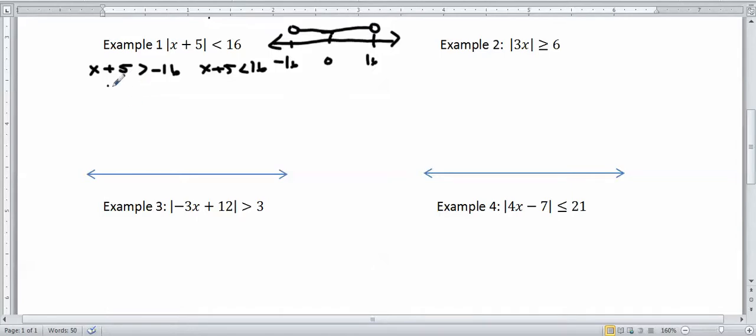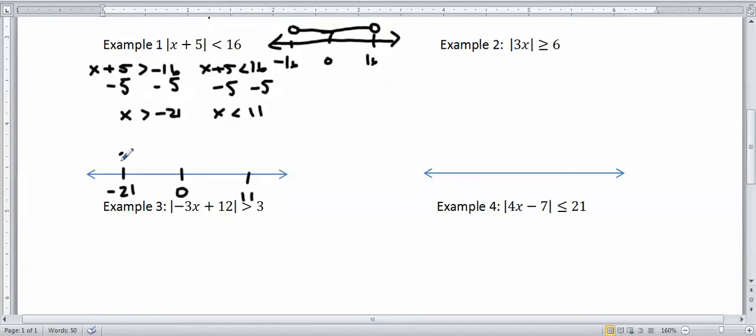So I subtract 5 from both sides on this one to get x by itself. So I get x is greater than negative 21. And I subtract 5 from both sides on this one. So I get x is less than 11. Okay. Notice how, again, for the negative value of negative 16, the sign flips. Okay. But when I go to graph that, those are going to be in two positions. So I've got negative 21 and positive 11.